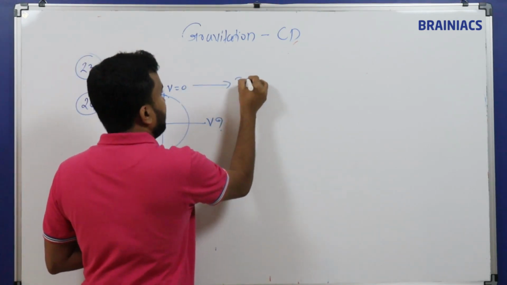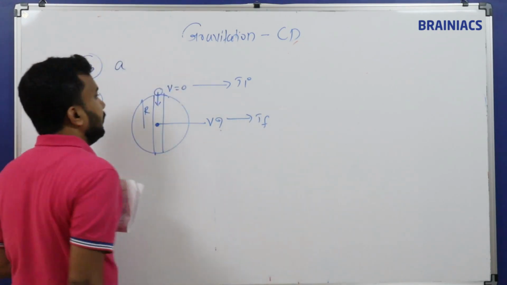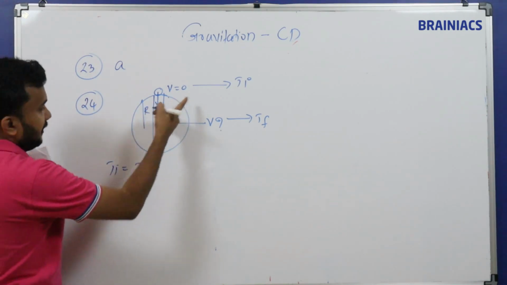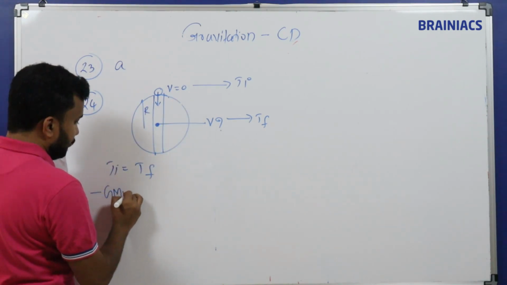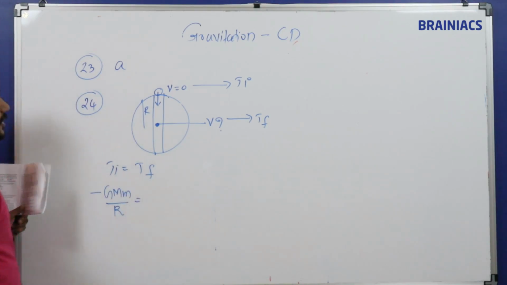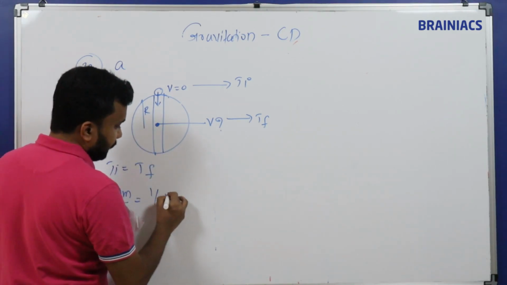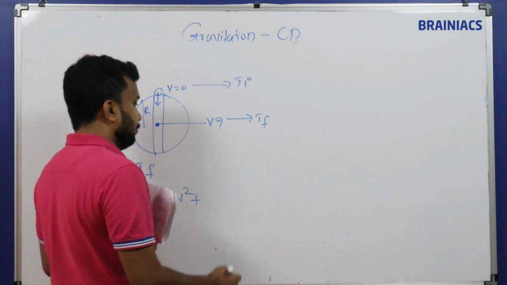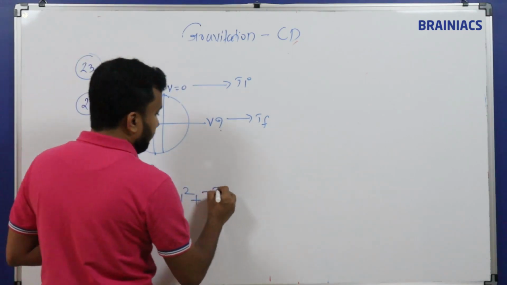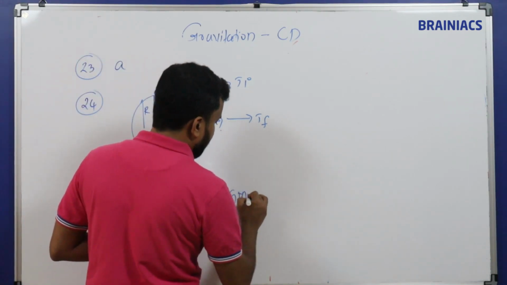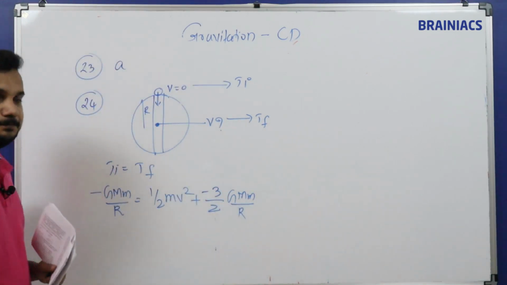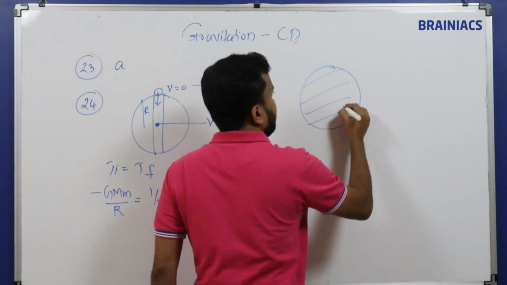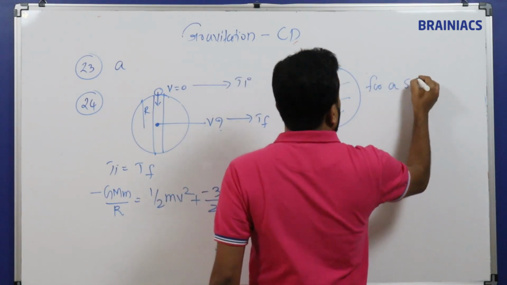So here, total energy at the initial point equals total energy at the final point. Total energy initial: kinetic energy 0, but potential energy will be there, minus GMm/R. Total energy at the final point: here we have kinetic energy, half mv square, and here we have the potential energy. So this is important. What is the potential energy at this point? Minus 3/2 GMm/R. You remember, I told it. So this is a formula for a solid sphere.